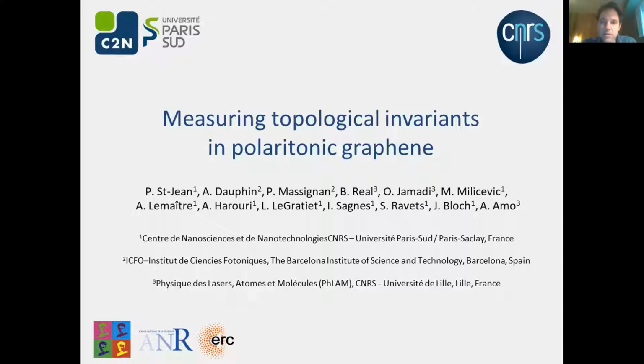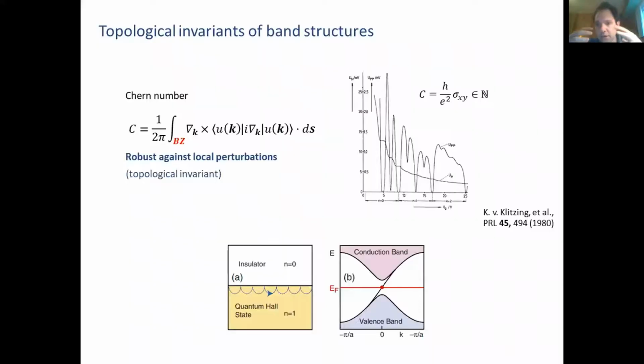So today I would like to discuss the recent result that we have on the measurements of topological invariant in a polaritonic analog of graphene, so a honeycomb polaritonic lattice. But before getting started with the details of this work, I'll just give you a brief overview of what we mean by topological invariance. We have seen many talks this week on topology, but I would like to just introduce this concept of topological invariant that will be at the forefront of this talk.